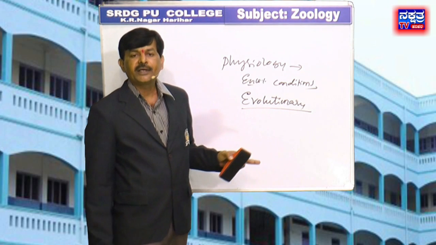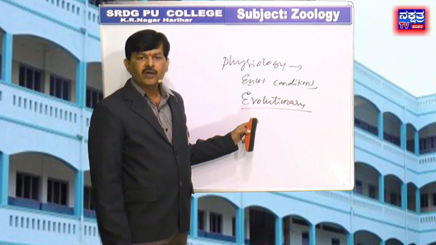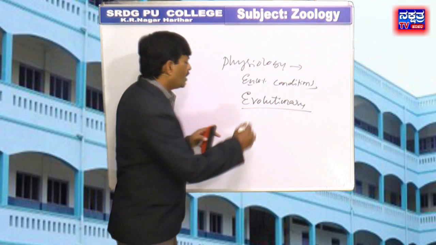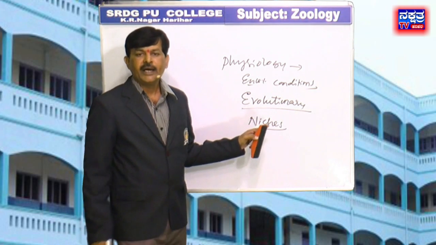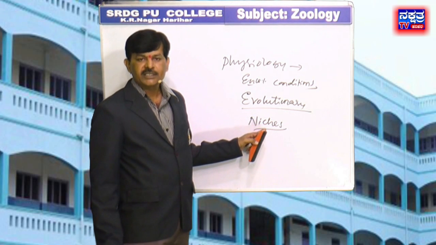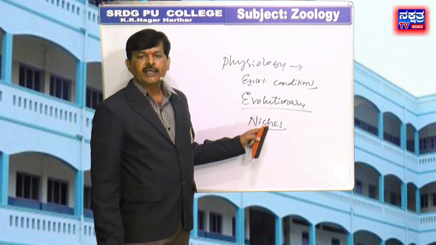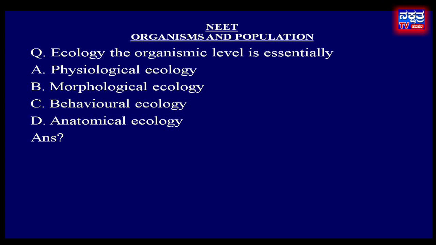But anatomical ecology deals with plants which characteristically grow in certain ecological niches and show a type of structure which is believed to be adapted to that particular environment. Therefore, in the given options, A, physiological ecology, is the right answer.